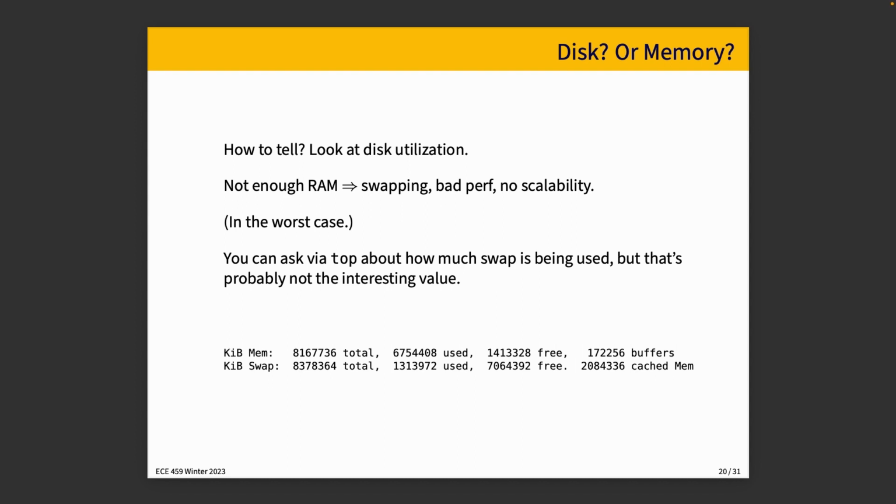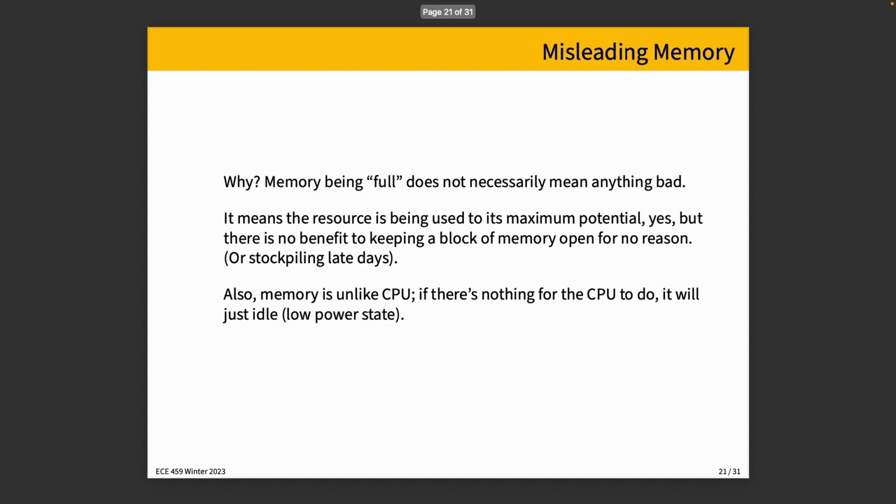You can ask via various tools about how much swap is being used, but that's probably not an interesting value, right? You can see here I've got an example of memory in use and swap. This is also I think from the same machine, which to my recollection only had 8 gigs of RAM. And you can look at that and say, we're using a lot of swap memory. But here's the thing. This can be a little bit misleading.